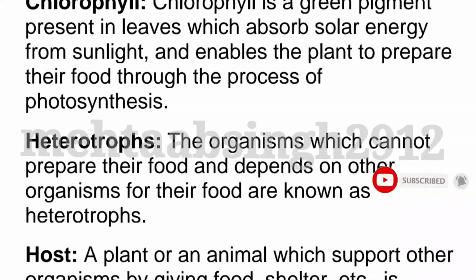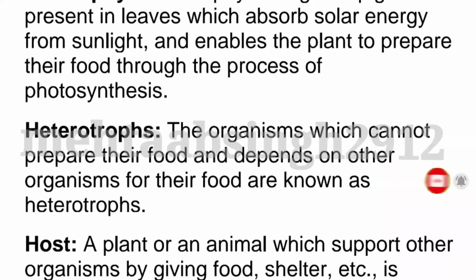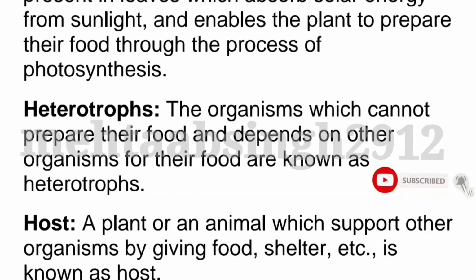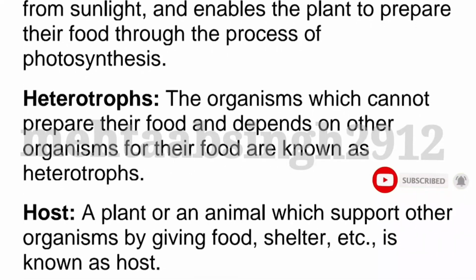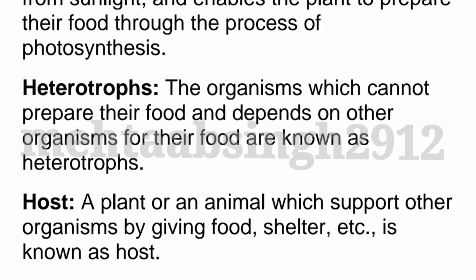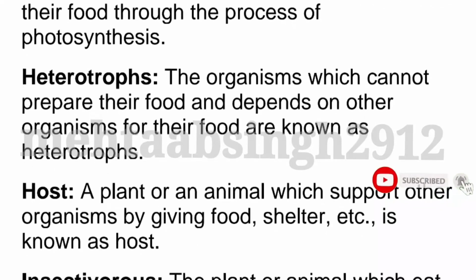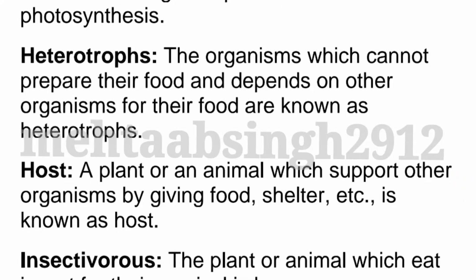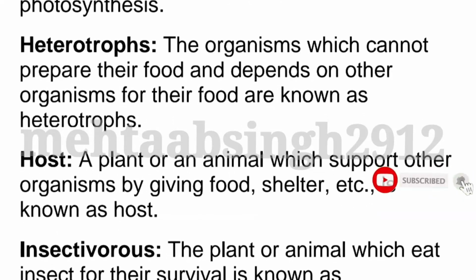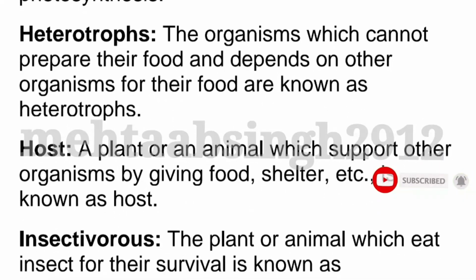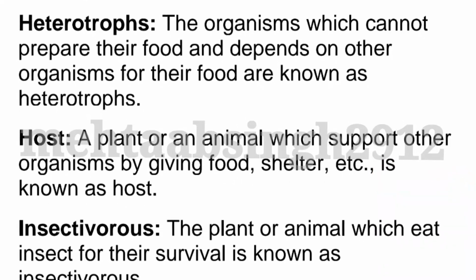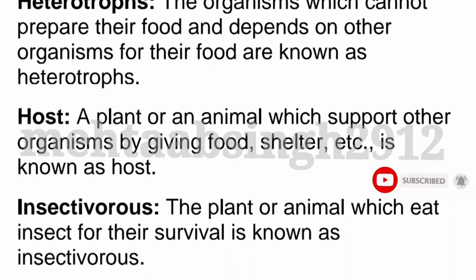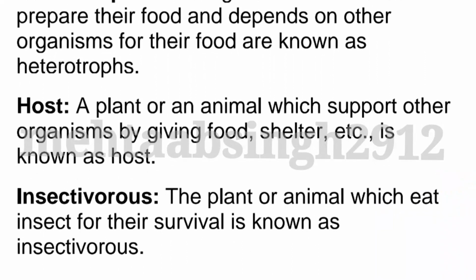Heterotrophs. The organisms which cannot prepare their food and depend on other organisms for their food are known as heterotrophs. Host. A plant or an animal which supports other organisms by giving food, shelter, etc. is known as host. Insectivorous. The plants or animals which eat insects for their survival are known as insectivorous.